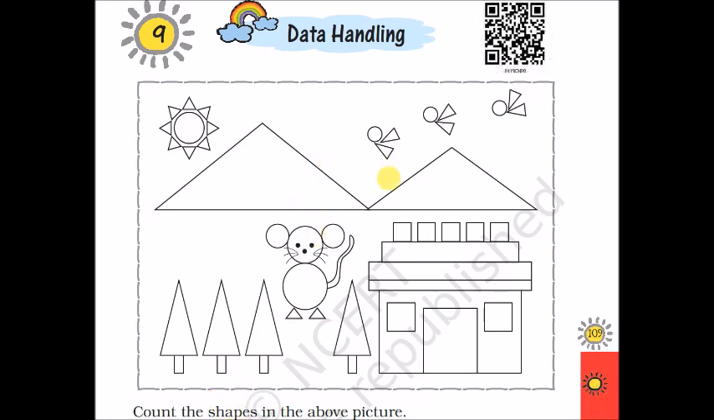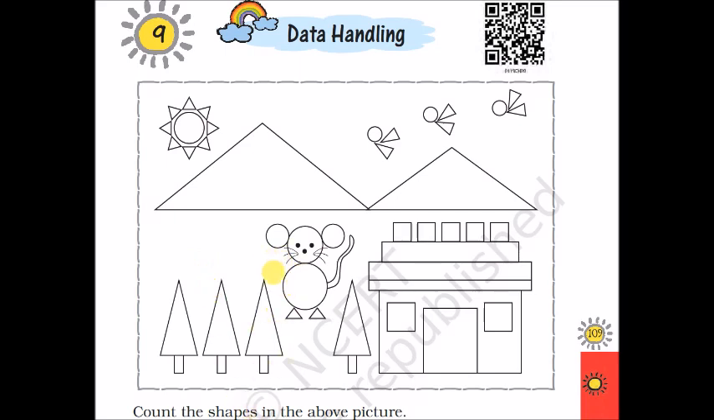2 big triangles is equal to 2 mountains. 8 triangles and 1 circle is equal to sun. 4 triangles, 1, 2, 3 and 4 and 4 rectangles is equal to 4 trees.